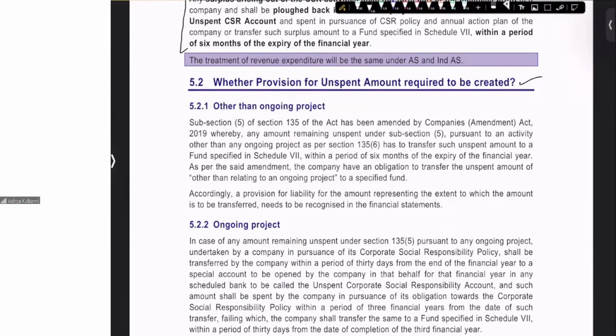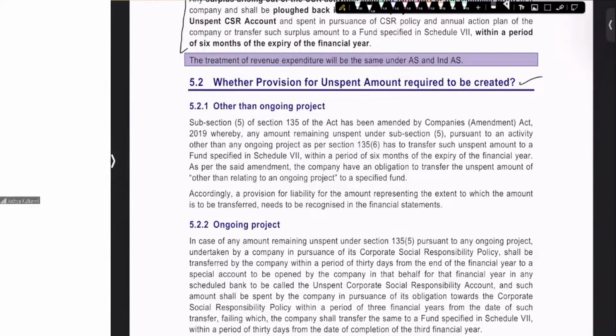Now please pay attention. Whether provision for unspent amount needs to be created. In case of an ongoing project, within 30 days, whatever unspent amount is there, you will have to transfer it to the unspent CSR account. So is it an obligation on you? Yes, it is an obligation upon you. If you are not sure where to spend, then under the second proviso to 135.5, transfer the amount to any fund mentioned in Schedule 7 within 6 months from the end of the financial year.